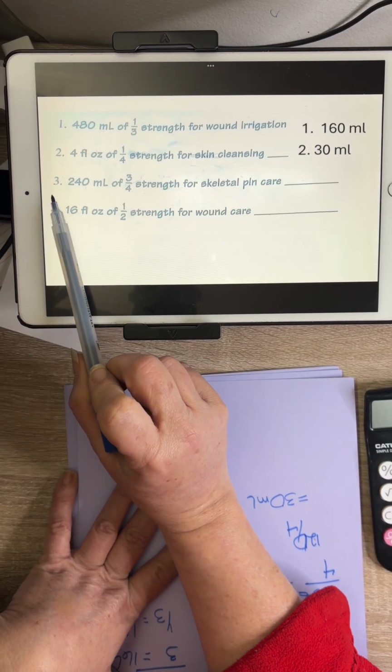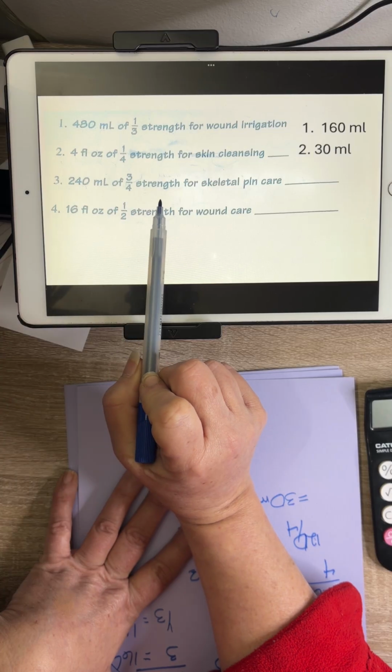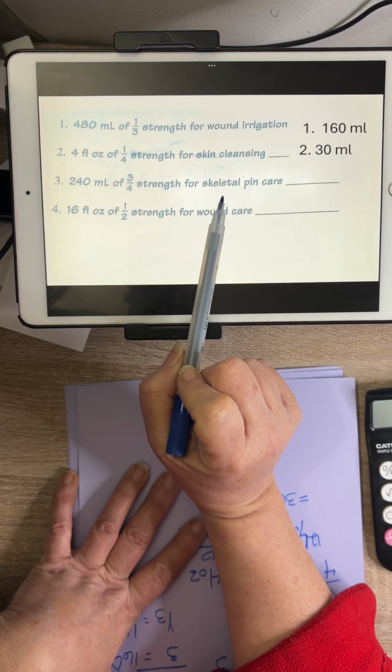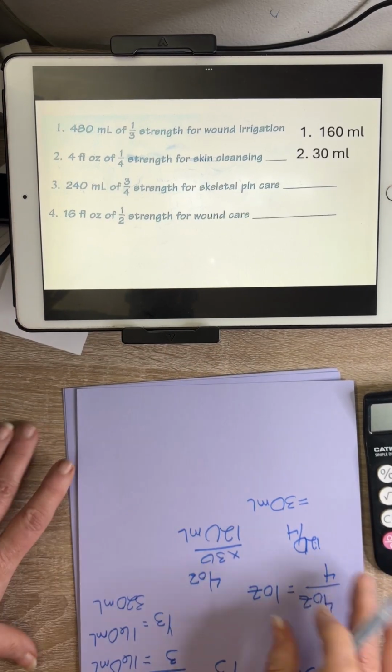Yeah, we did. So number 3, 240 milliliters of 3/4 strength for skeletal pin care. Okay, y'all pause it and see if you can do it.